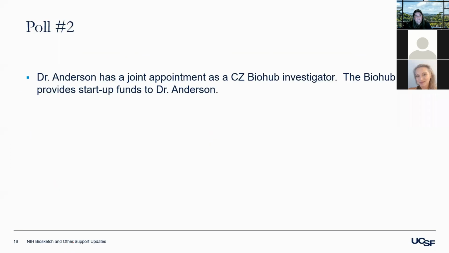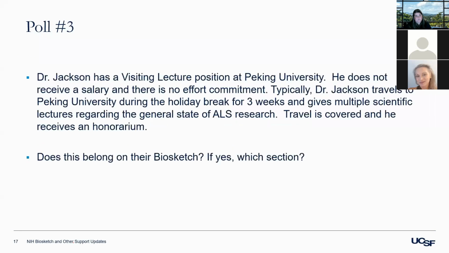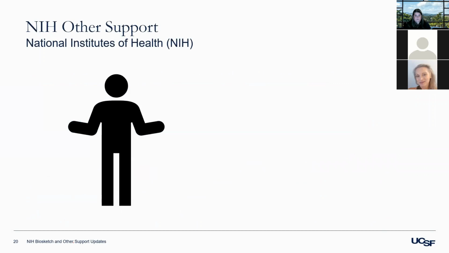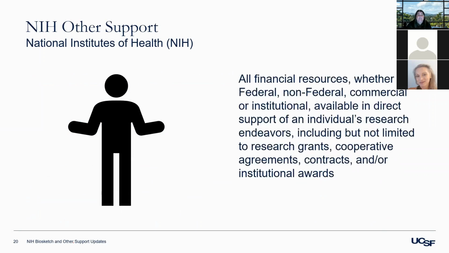Okay, we're going to be moving on to other support now. So what is other support? This is not new. This is the same definition. It's all financial resources, whether federal, non-federal, commercial, or institutional, available in direct support of an individual's research endeavor, including but not limited to research grants, cooperative agreements, contracts, and/or institutional awards.